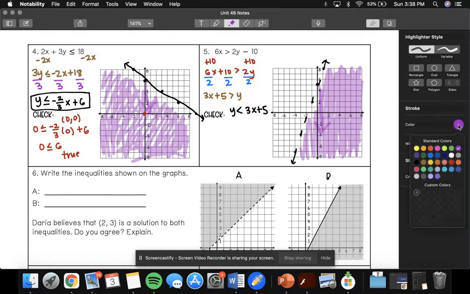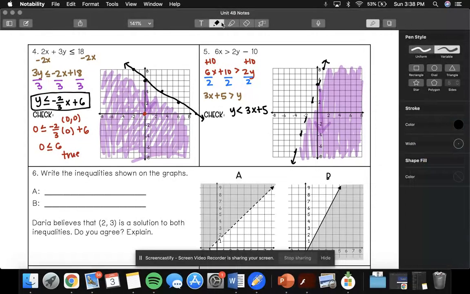Okay. For the check, again, I'm going to use 0, 0 when I can. y is less than 3x plus 5. 0 is less than 5. That is true, so it should be shaded, and my goodness, it is.